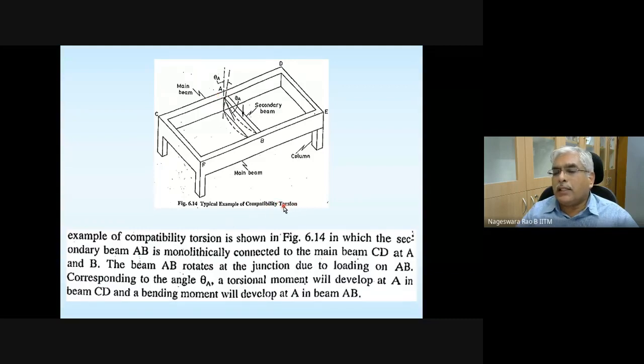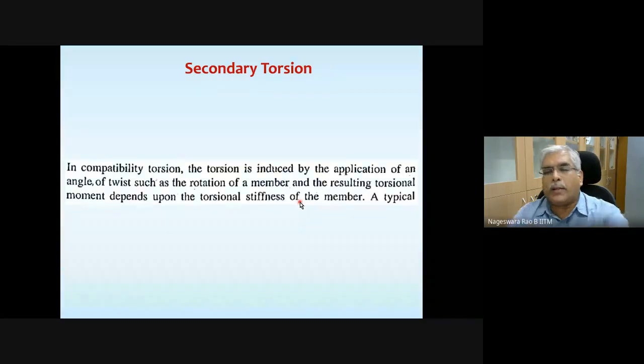Is it clear? Any questions here? What is compatibility torsion? A situation like this, where the main beams are connected by secondary beams, and because of compatibility between the main beam and secondary beam, additional torsional moment is going to be induced in the main beam. That is what is compatibility torsion. Any questions? Anyway, irrespective of whether it is because of equilibrium torsion or compatibility torsion, an RC member is going to be subjected to torsional moment. Anyway, that is what we need to keep in mind.